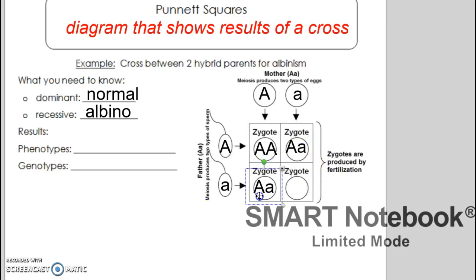There are two possible ways that can happen. The mom can give the big A and the dad the little a, or vice versa. So there are two possibilities here for the baby being a carrier, all right? But if you notice over here, there is one possibility for that baby to be albino. That's if this sperm fertilizes this egg.